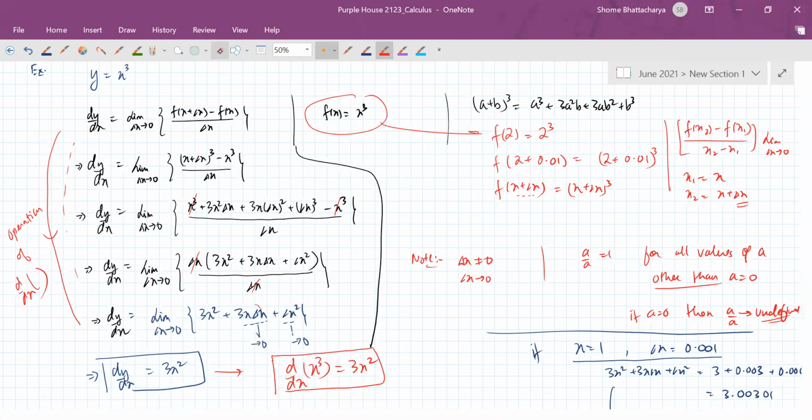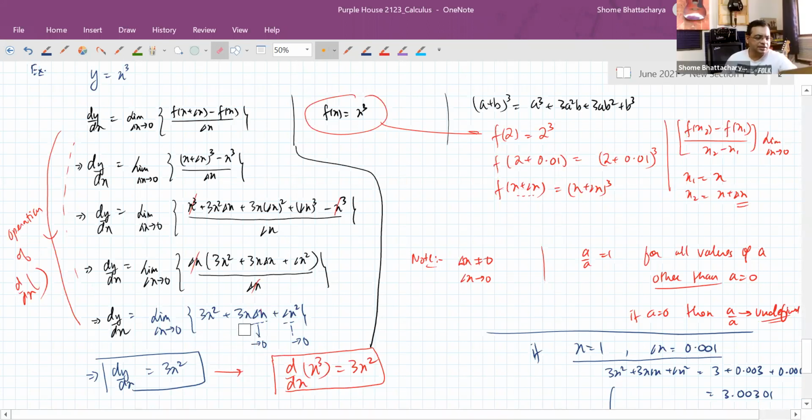Okay. Thank you, sir. So that's why when we apply the limit that delta x tends to 0, we can apply the condition here that this term 3x delta x, this whole term, actually tends to 0.